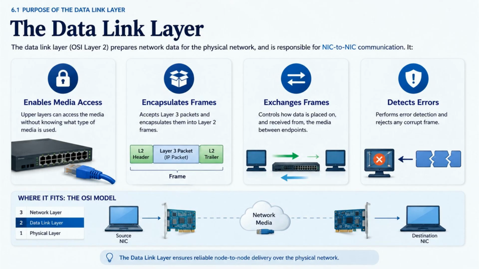4 jobs of the data link layer. Layer 2, shown on screen, enables media access. Upper layers don't need to know what media is used. It encapsulates frames, accepts layer 3 packets, wraps them into frames, exchanges frames, controls how data goes on and comes off the media, and detects errors, rejecting corrupt frames. This is NIC-to-NIC communication specifically.